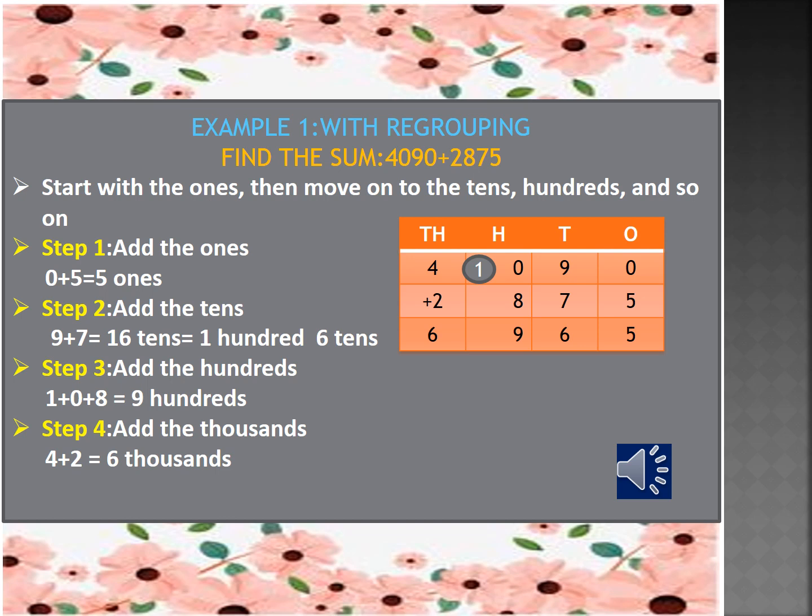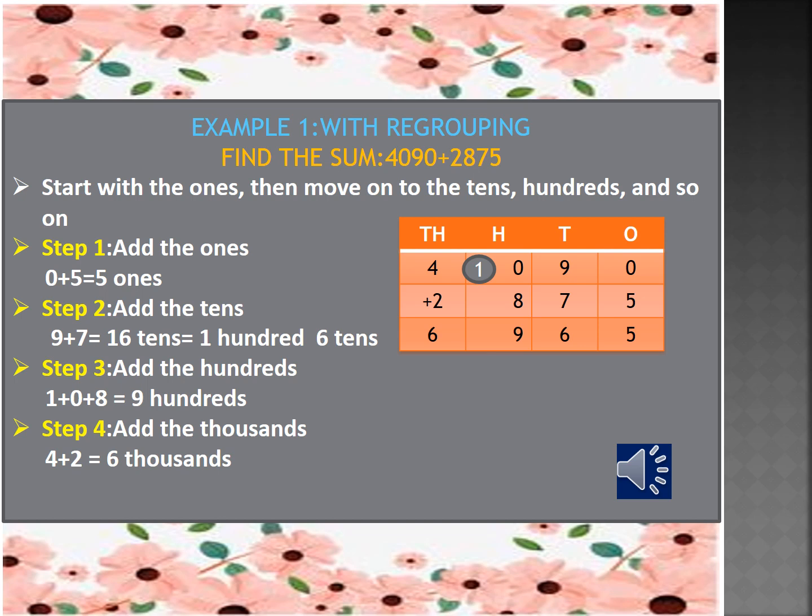When you add two numbers and if you get a carryover, the regrouping takes place. How to find the sum? We are going to add 4090 with 2875. Start with the ones, then move on to the tens, hundreds and so on. Step 1. Add the ones. You have 4 plus 6 gives you 10.